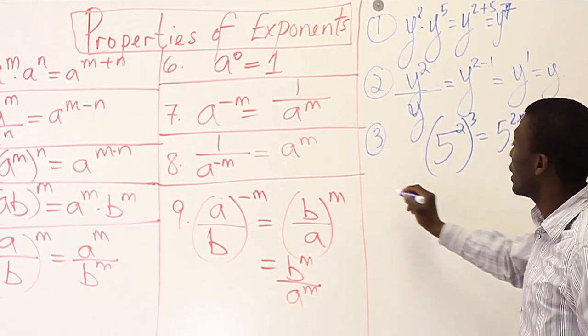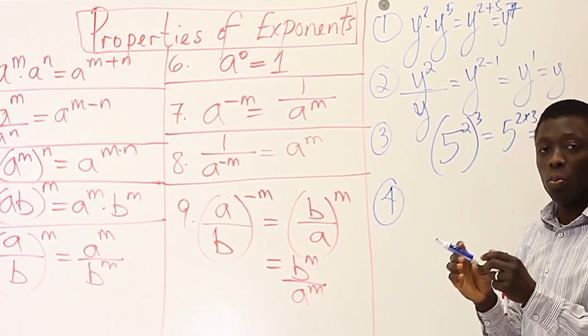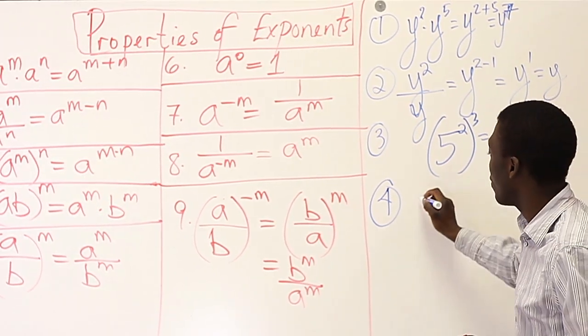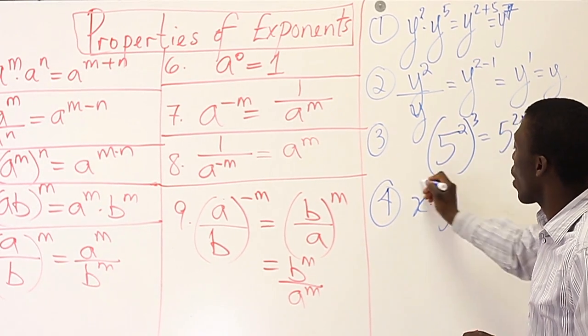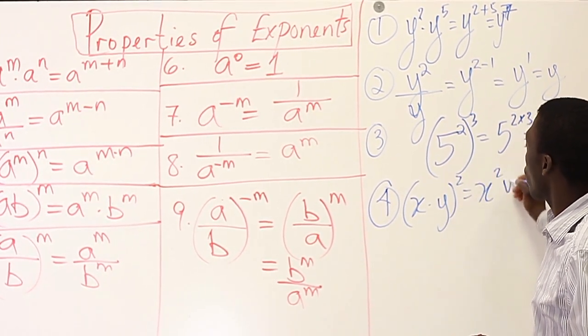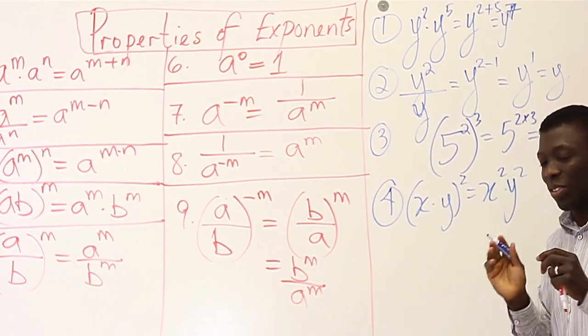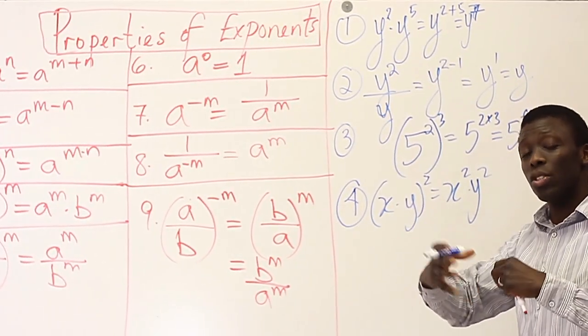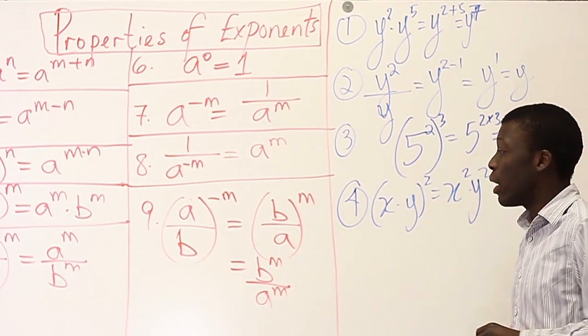The fourth property is if you have 2 things multiplying with a power outside, that power goes on top of each of the things. So if you have (xy) squared, then that's x squared y squared. Please do not use this principle when you're dealing with (x plus y) squared, because in that case you would need to multiply those binomials.